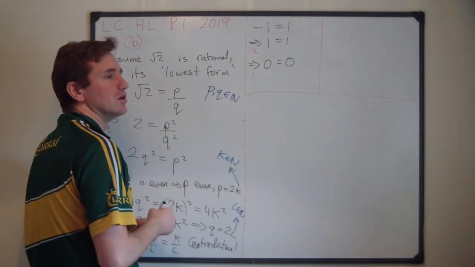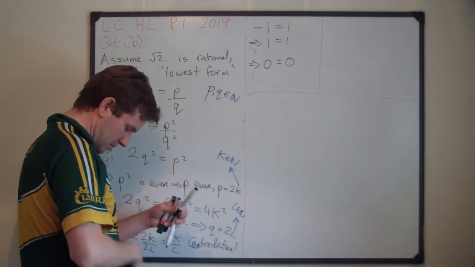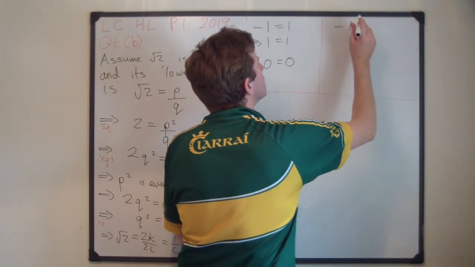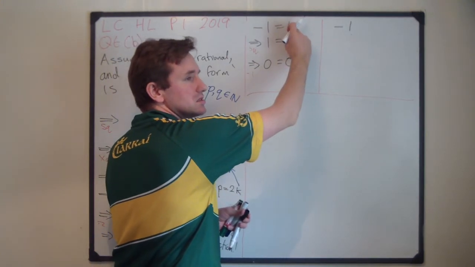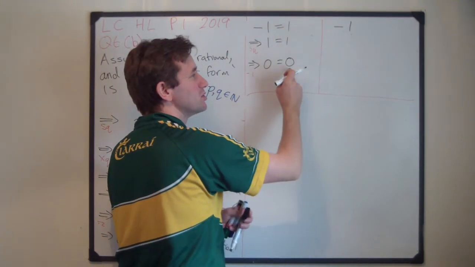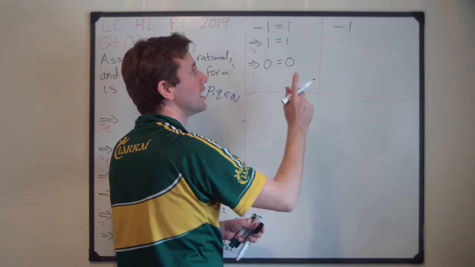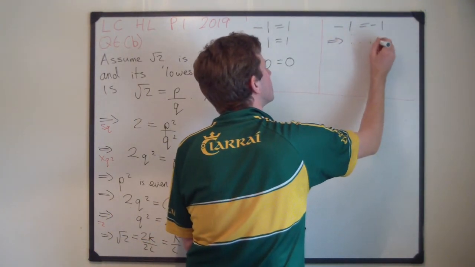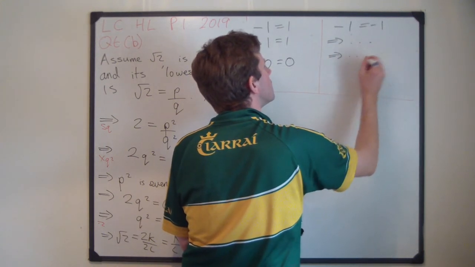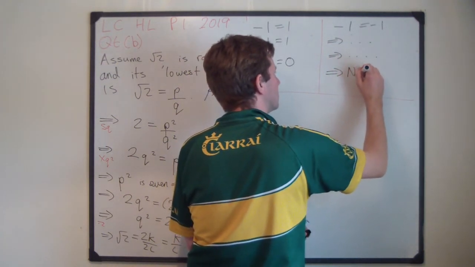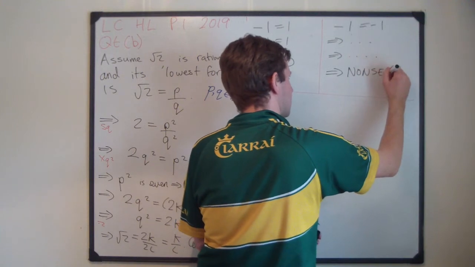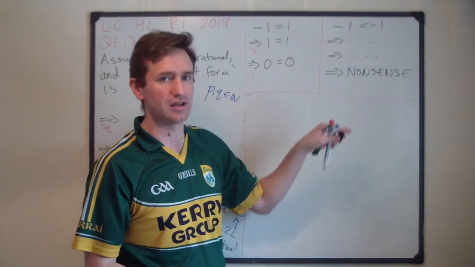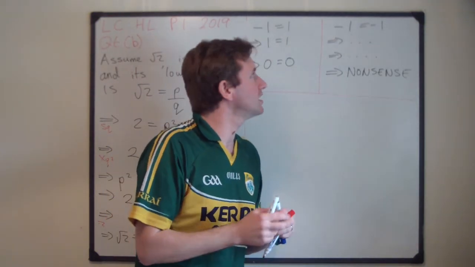Now, the other possibility is if you start with something, so it's possible to start with nonsense and to end up with something true. What is not possible is to start with something true and end up with nonsense. This cannot happen as long as you make a valid argument.